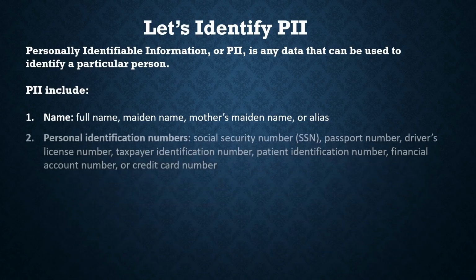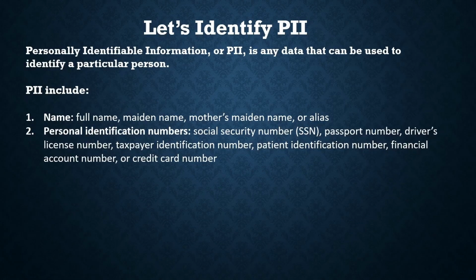Let's see the second information, that is personal identification numbers. It includes your social security number. If you are from India, we have our Aadhaar card number. Our PAN card number is also there. Passport number, driver's license number, taxpayer identification number, patient identification number, financial account numbers, or credit card numbers, or we have debit card as well, right? So these come under personal identification number.